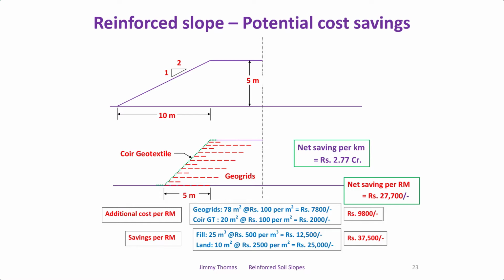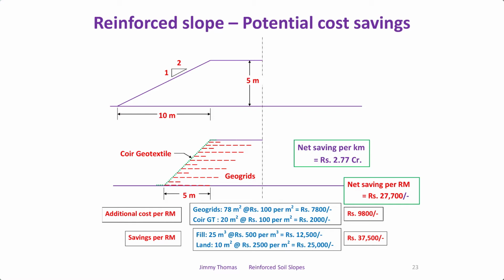So the additional cost is the geogrids, for which I have taken a reasonable price, and then the coir geotextile, whose price is given. Then the savings: the fill quantity I am saving, and also the land on either side. If I look at 1 kilometer, the saving is about 2.8 crores, which is a large quantity. Earlier, we used to think geogrid is some kind of very expensive and exotic material, but that is not so.